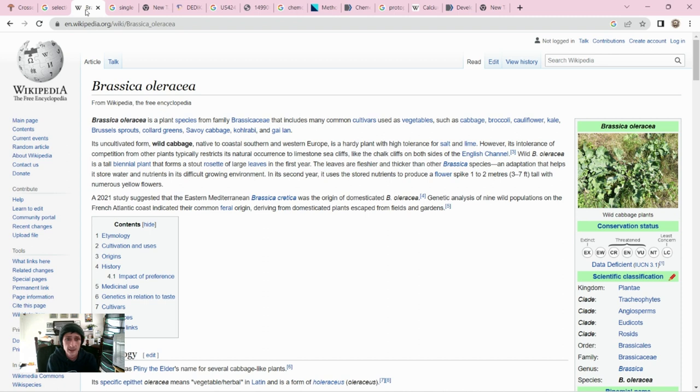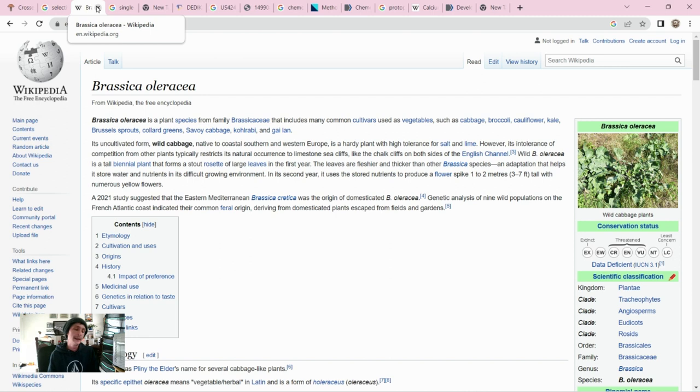This single species of Brassica has gone on to produce cabbage, broccoli, cauliflower, kale, Brussels sprouts, collard greens, Savoy cabbage, kohlrabi, and gai lan, which is a great example of the capabilities of even just a single species to produce a wide variety of visually different organisms, a huge variety of phenotypes and genotypes.